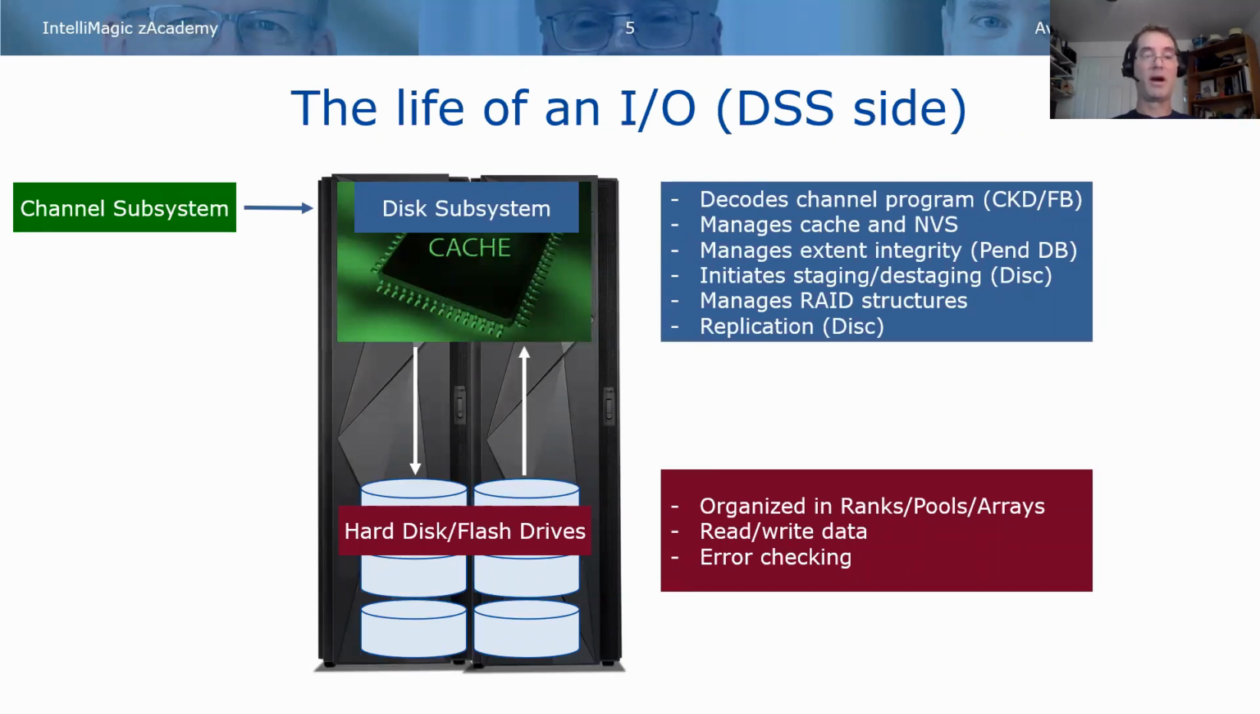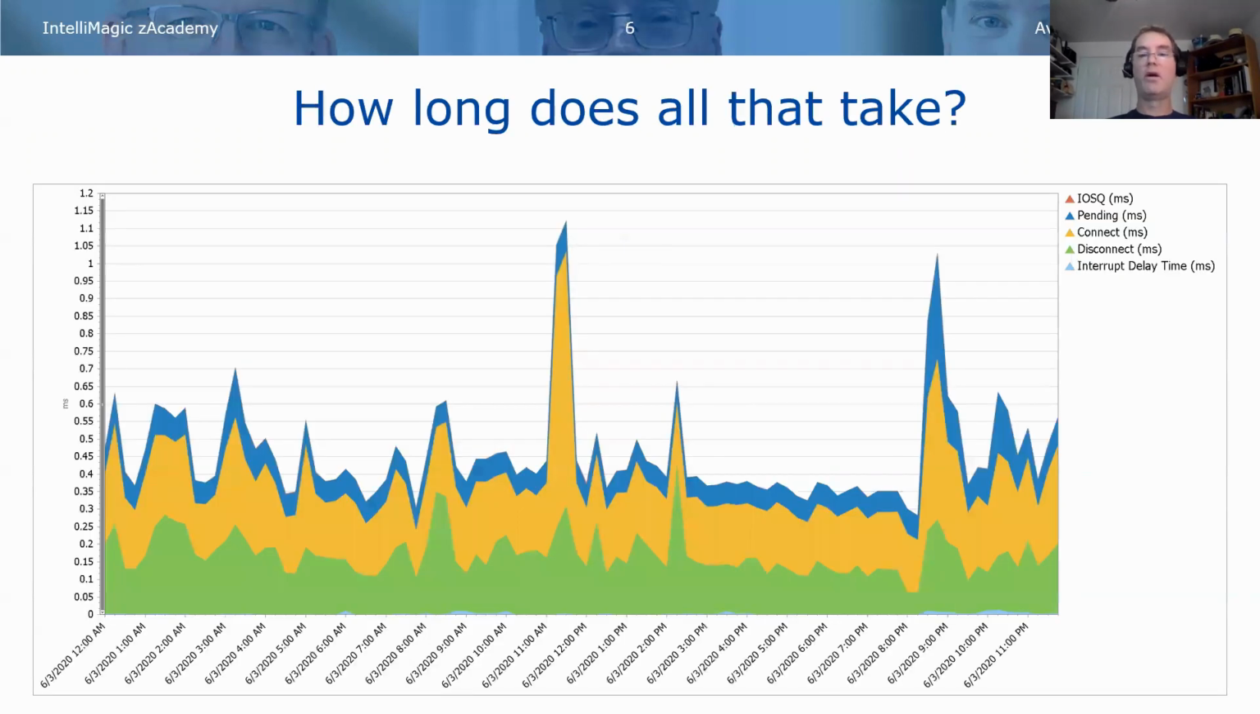Your DRP options are more limited. We'll discuss those. Backend ranks, drives, pools. This is where all the data is. They read and write the data, of course, error checking. Now I won't spend too much time on that because those actually don't apply in the zHyperlink environment. You'll find out why soon.